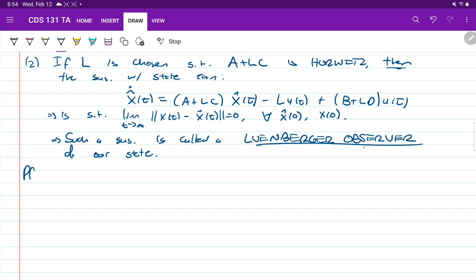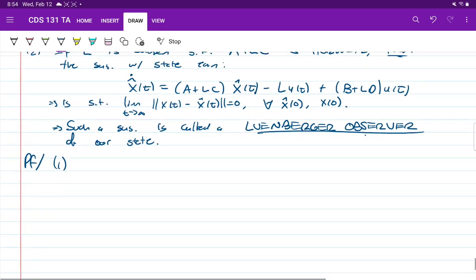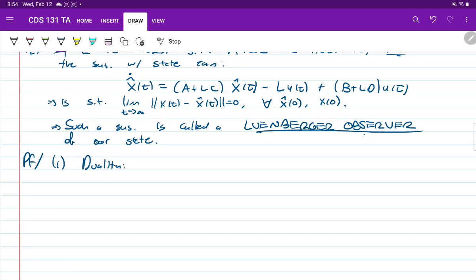So let me go ahead and give you the proof of this result. Part 1, which says that (A, C) is detectable if and only if there exists an L such that A plus LC is Hurwitz, follows directly from duality. You might remember from last time that the duality result effectively says that (A, C) will be observable if and only if (A transpose, C transpose) is controllable. We can state an analogous version for detectability and stabilizability: (A, C) is detectable if and only if (A transpose, C transpose) is stabilizable.